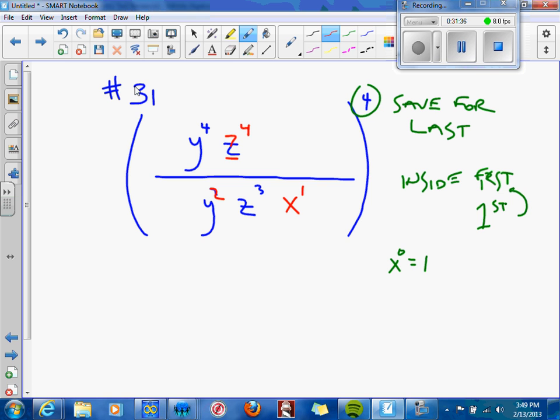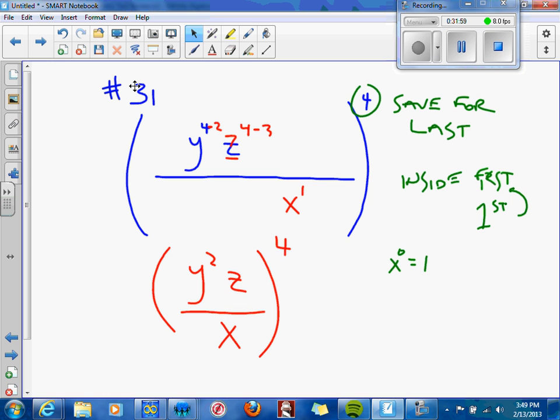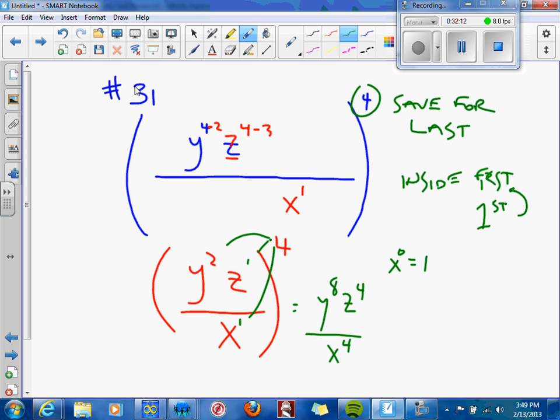So I subtract this 2 right here. This 3. Subtract. So this becomes y squared z first power over x to the first power. Now I distribute that to the 4, we're going to distribute here, here, and here. It becomes y to the 8th, z to the 4th, and x to the 4th. Done.